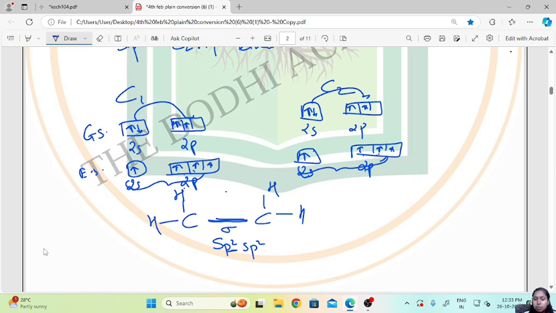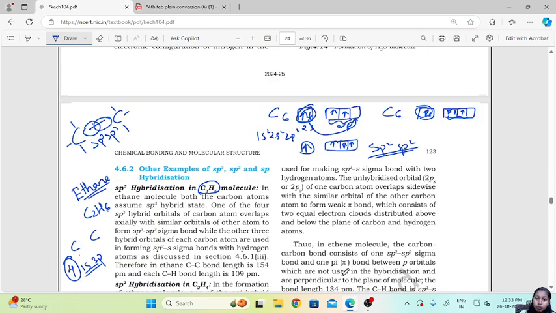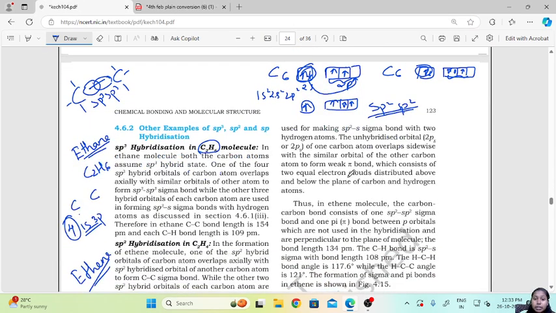Now, that double bond is formed by combination of the unhybridized orbitals. Okay, both of them have one unhybridized orbital. Both of these unhybridized orbitals are involved in the formation of the double bond, which forms a pi bond. So this pi bond is formed from the unhybridized 2p orbitals. Therefore, it is comparatively weak.